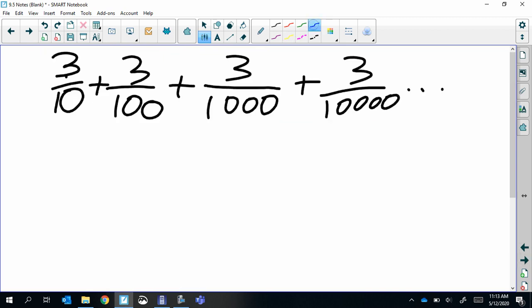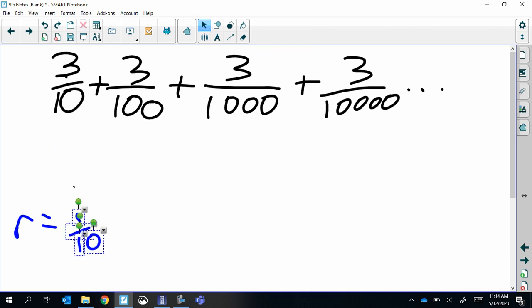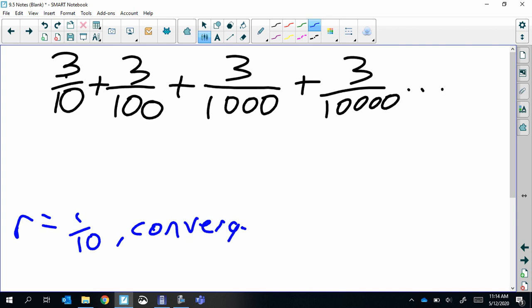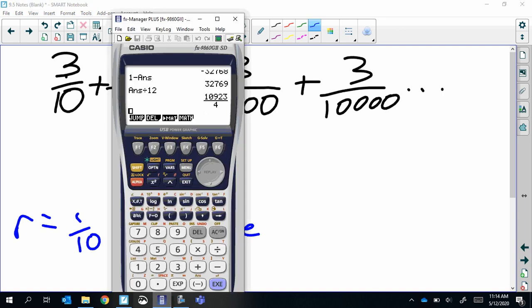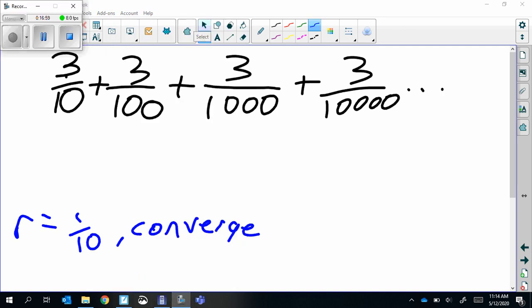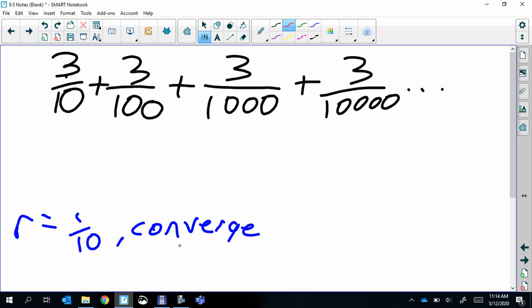All right, here's another one. I think this might also help kind of understand what's going on here. In this case, r is, now notice the numerator is not changing, the denominator is, so that's 1/10. You're multiplying 10 to the denominator each time. Now, obviously 1/10 is less than 1, so that is going to converge. If it doesn't converge, then you just stop. It diverges, and that's it. So since this converges, we can find the sum.